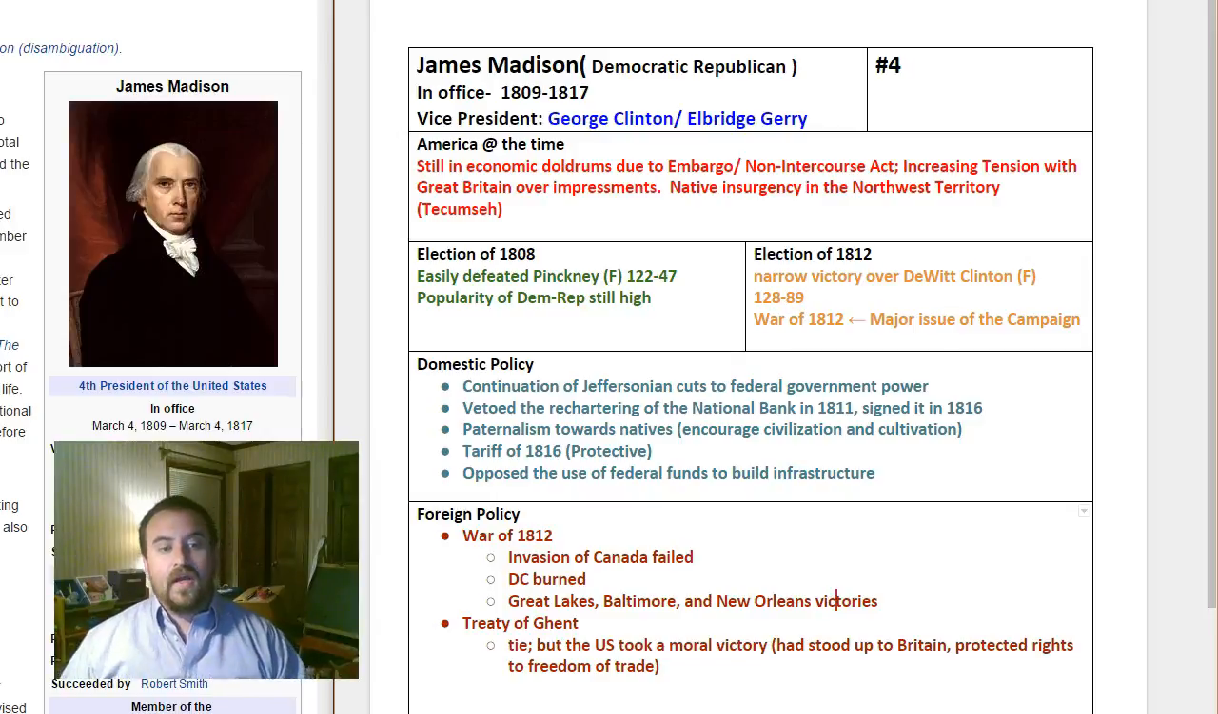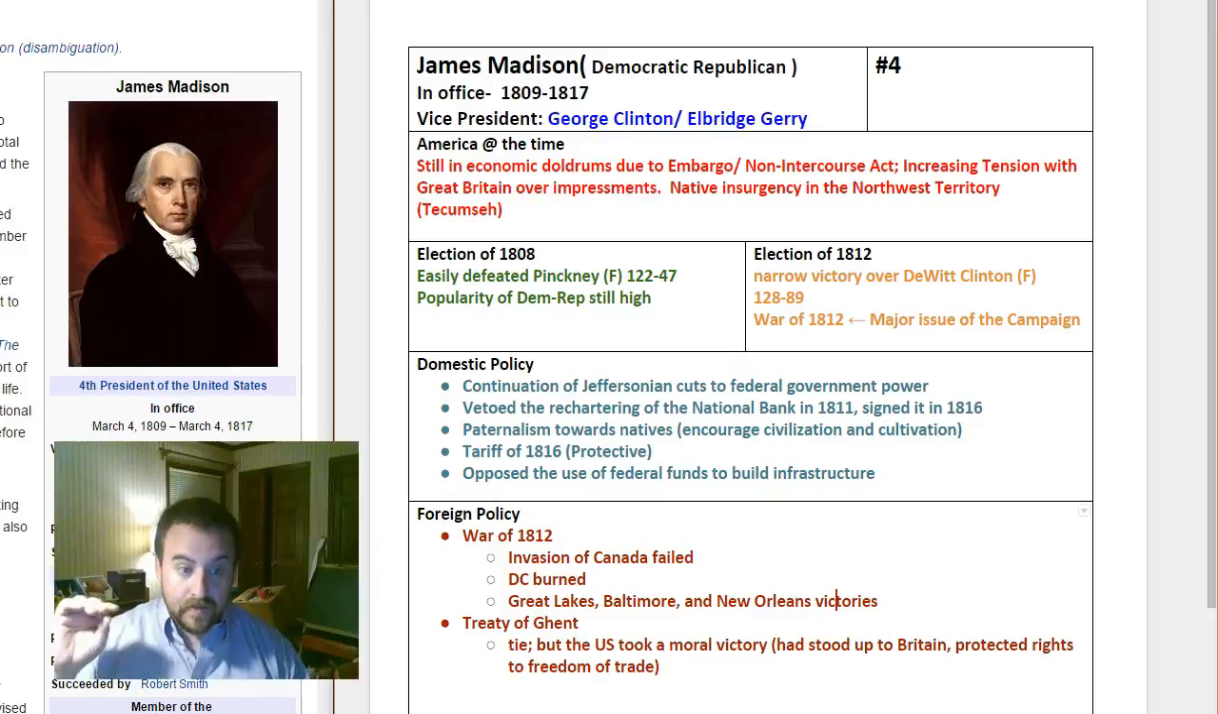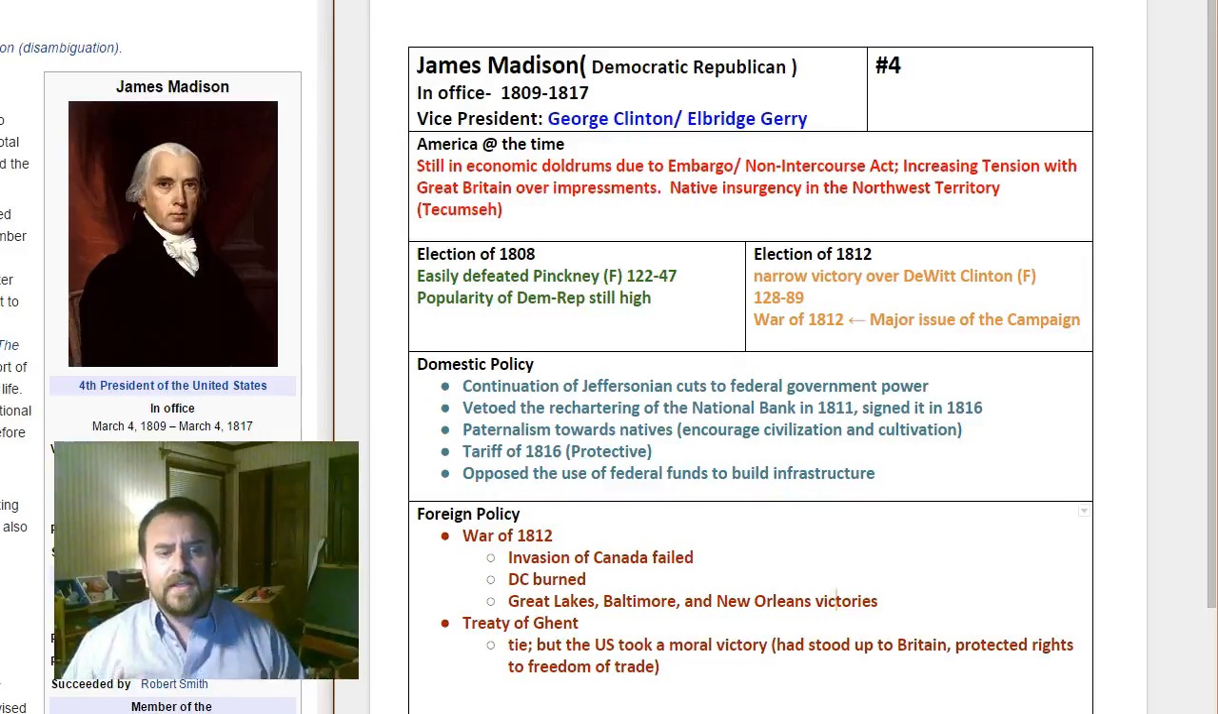He's also a product of another trend that we're going to see. This is President number 4, and he is going to be the 3rd Virginian. So we have this thing at the beginning of the presidency, the Virginia dynasty. He is number 3 in that Virginia dynasty, behind Washington and Jefferson. So let's take a look at him.